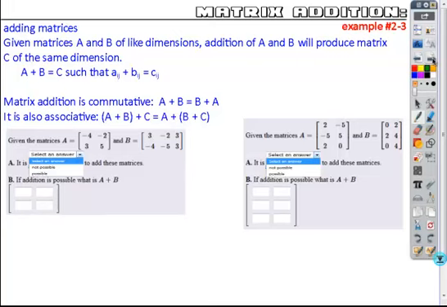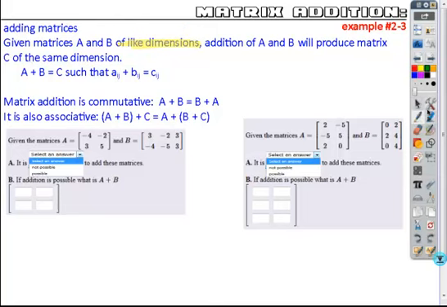And so one of the things that you're going to be asked to do is add and subtract matrices. When you add and subtract a matrix, it can only be done if your matrices are the exact same dimension. So that's the first thing that you have to realize. They have to be of like dimensions. If they're not, then you can't add or subtract them.